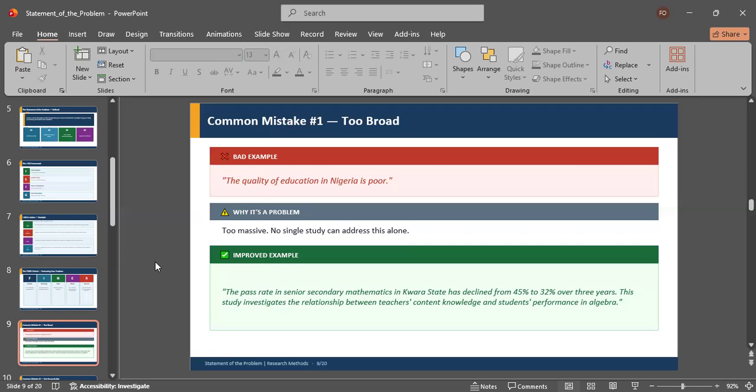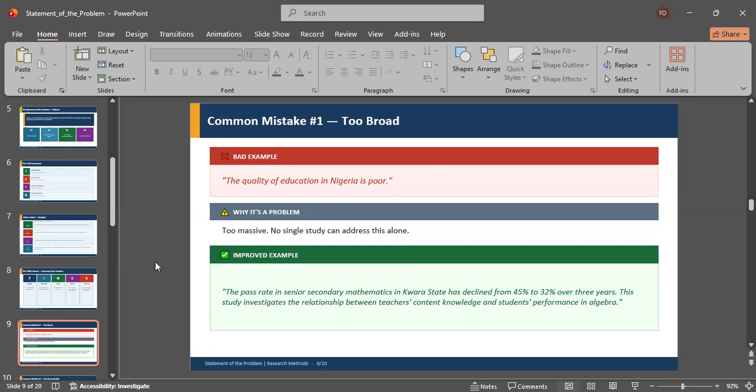So when you say the quality of education in Nigeria is poor, that is too massive, because no single study can address this alone. Trust me. Yours should just focus on a particular part of Nigeria. Depending on your study, if it is a PhD, you can cover a region in Nigeria, let's say the whole of Southwest. That's still normal. For an undergraduate research, that could be too much. For undergraduate research, you just focus on maybe a district, even a state. I feel like it's too much for an undergraduate anyway, but I'm not the lecturer, I'm just saying.